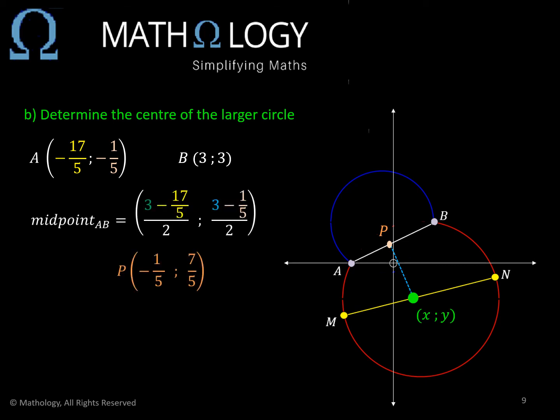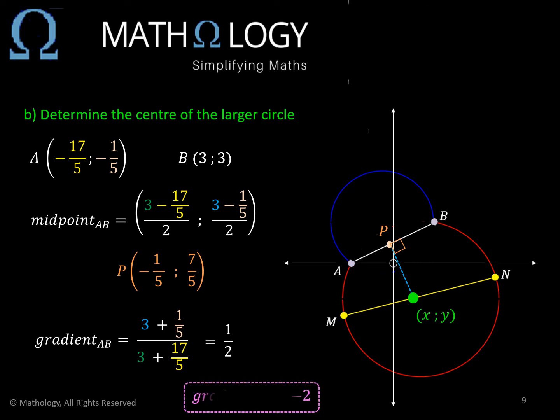To determine the equation of PO, we need to know the gradient of PO. Since PO is perpendicular to chord AB, we can determine the gradient of PO by first determining the gradient of AB. The gradient of AB equals 1/2. And since PO is perpendicular to AB, it follows that the gradient of PO is minus 2, since the product of the gradients of two perpendicular lines is minus 1.